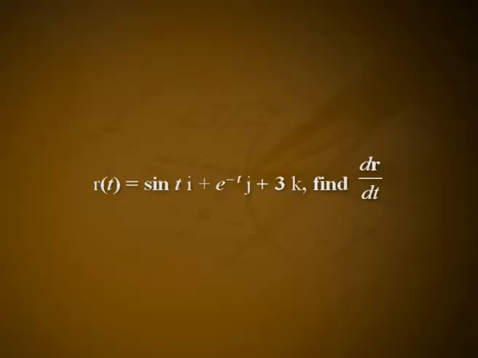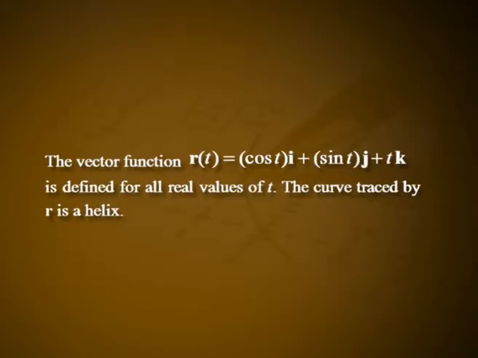Example 6. If r of t is equal to sin t i plus e raised to minus t j plus 3 k, find dr by dt. Solution. Given vector r of t equals sin t i plus e raised to minus t j plus 3 k, hence d by dt of vector r equals d by dt of sin t i plus d by dt of e raised to minus t j plus d by dt of 3 k, which equals cos t i minus e raised to minus t j.